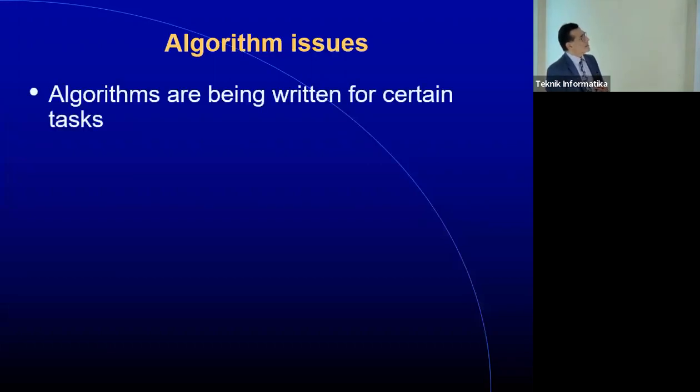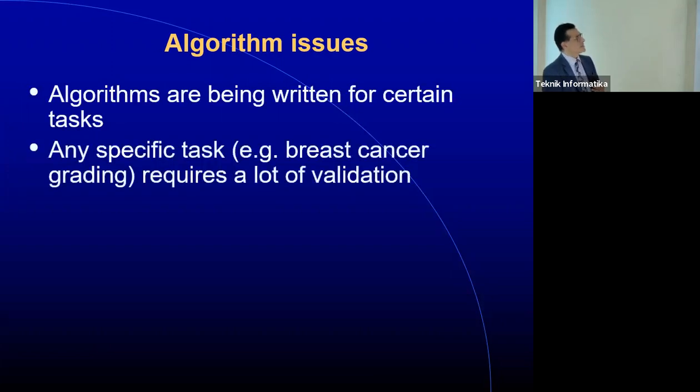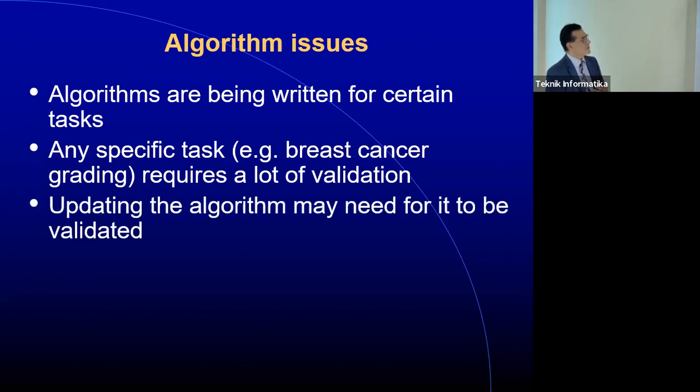Okay, the algorithms are written for certain tasks. Like I said, there are issues around generalizability. So it may be that they're only applicable for certain tasks. Each one requires a lot of validation, and so for each individual thing, you may need an individual algorithm. We will then need validation. So there's a lot of work to be done there.